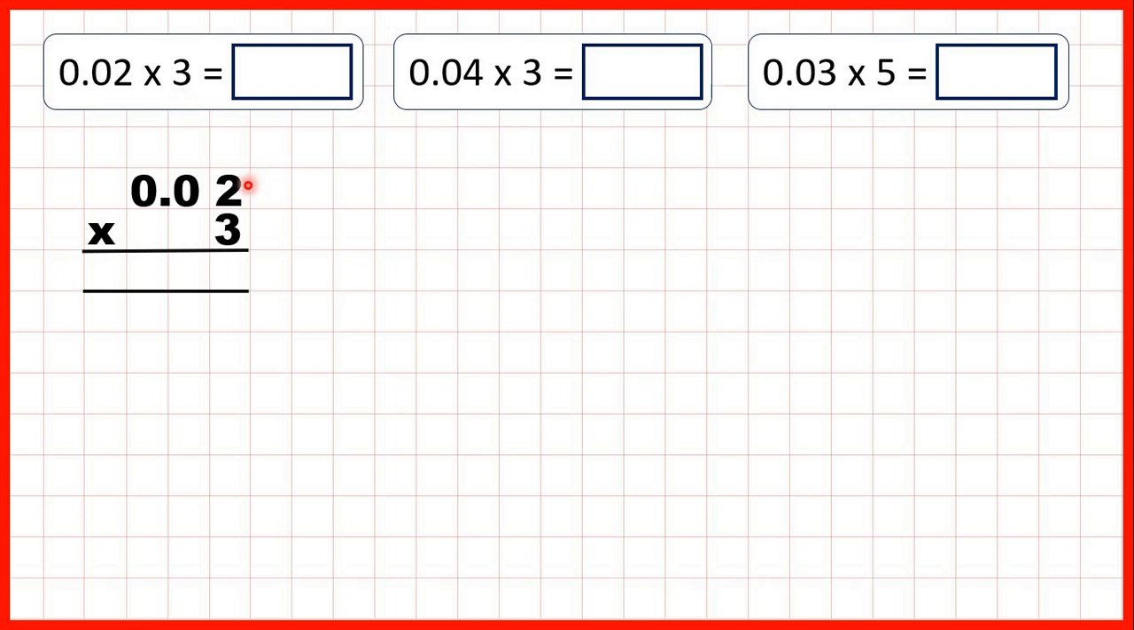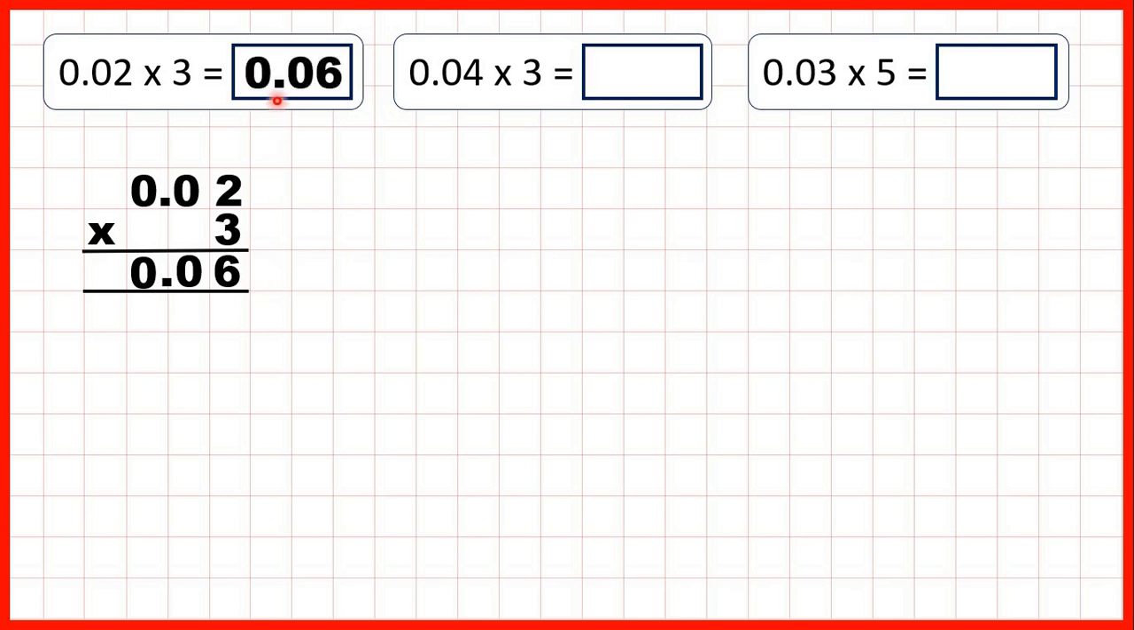We can write that out as a column multiplication, and it doesn't matter that we don't have the place values lined up, as long as we remember to copy down the decimal point into our answer, so that it's directly below the decimal point in the number that we're multiplying. Now, 2 times 3 is 6, 0 times 3 is 0, and 0 times 3 is 0.